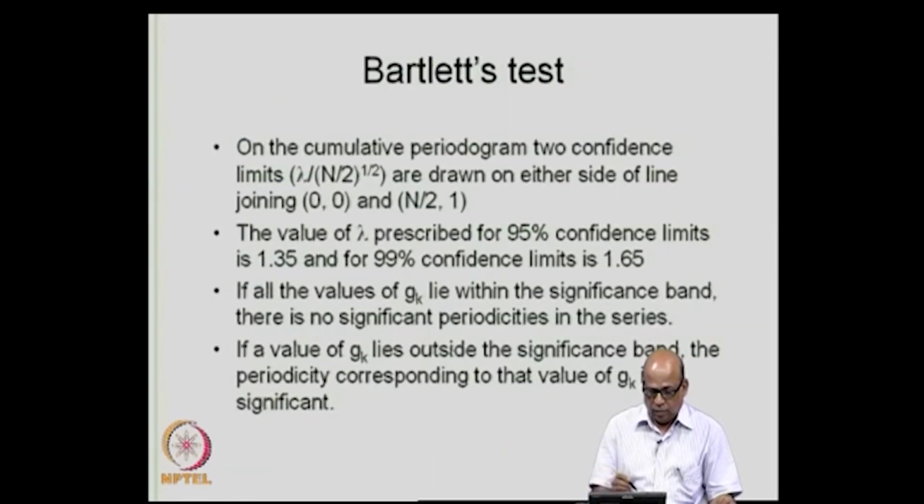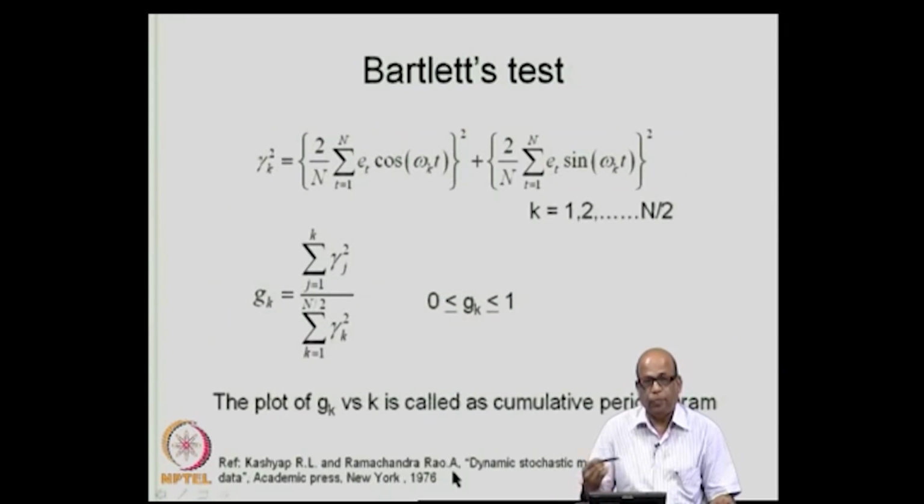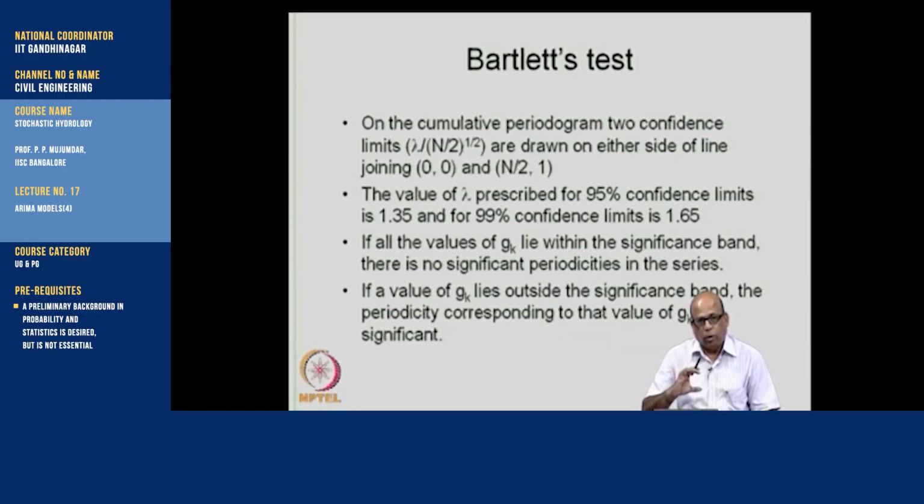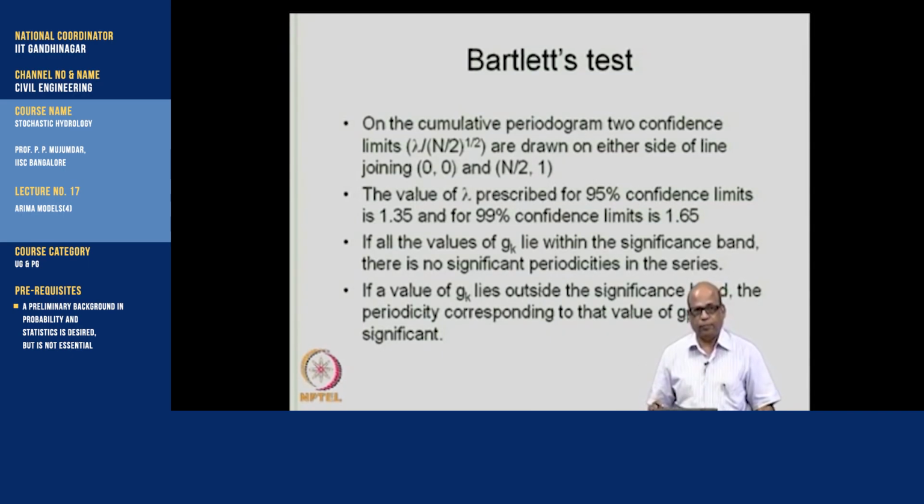Then what is this lambda value? The value of lambda for 95% confidence limit is 1.35 and for 99% confidence limit is 1.65. In fact, this test also I have taken from Kashyap and Rao. So, you can refer to Kashyap and Rao, these are the values prescribed for this. So, you have drawn the cumulative periodogram, and you also know how to draw the bounds.